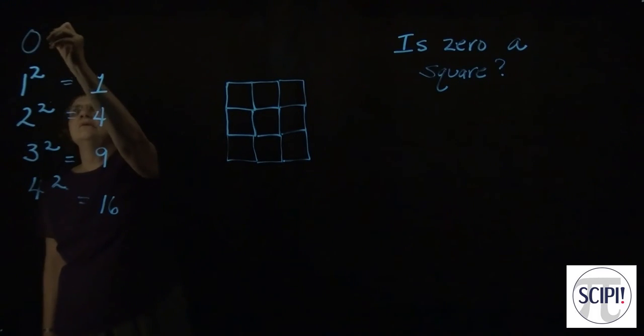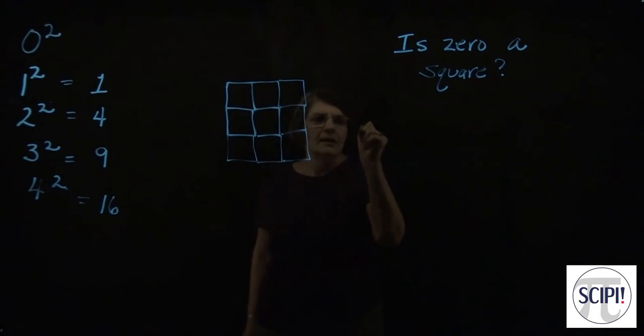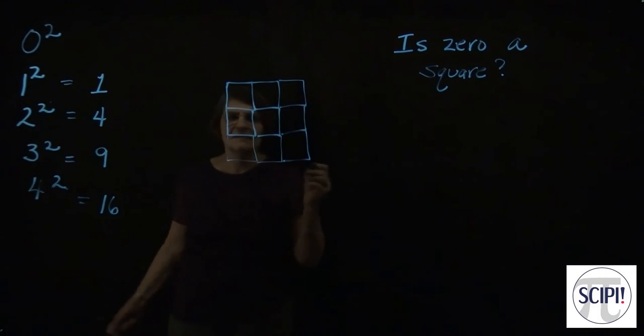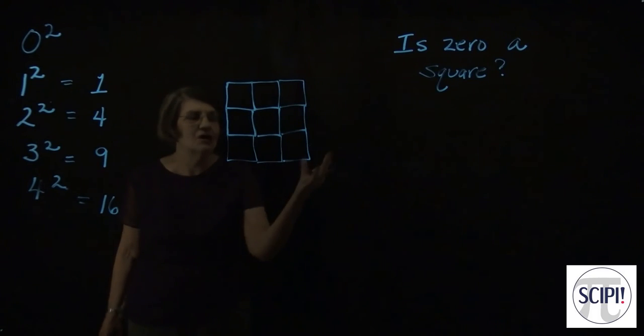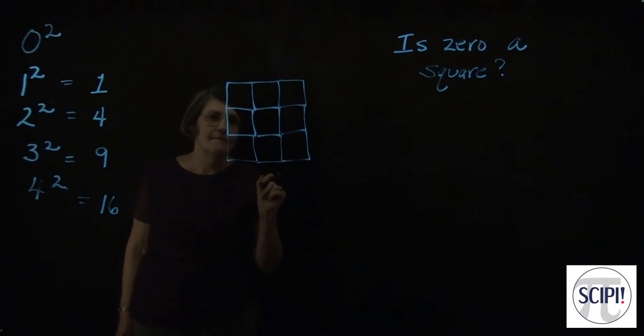Let's talk about 0 squared. Let's draw that picture. Here I go. Oh, goodness. How in the world am I going to draw 0 squared? I cannot draw 0 tiles. Therefore, 0 is not considered a square number.